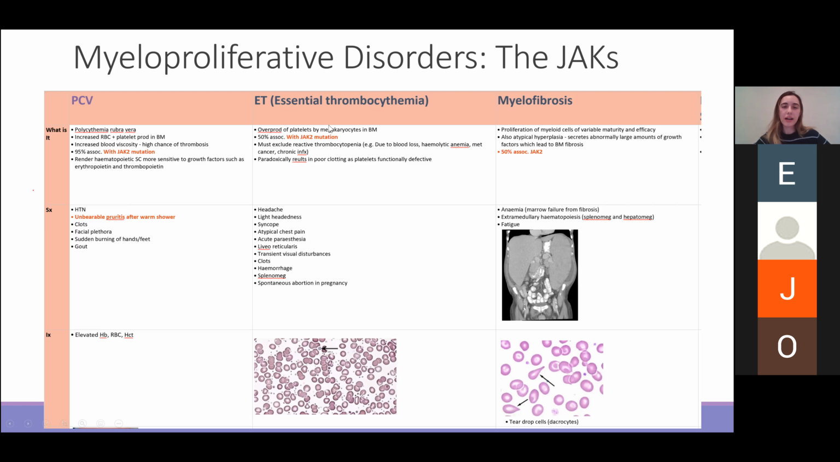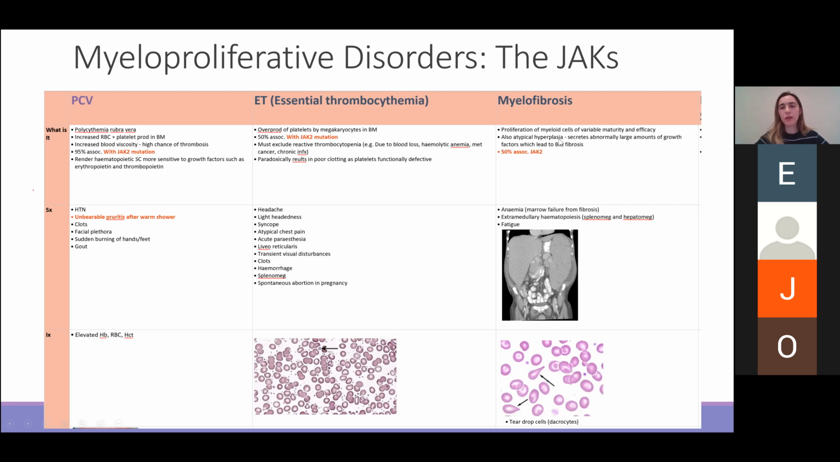This one here, essential thrombocytopenia, is basically when you have an overproduction of platelets, but they're not very good. So you still have bleeding basically, even though you have an overproduction. And obviously you'll see heaps of platelets on your blood smear.